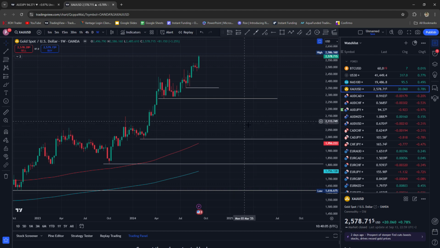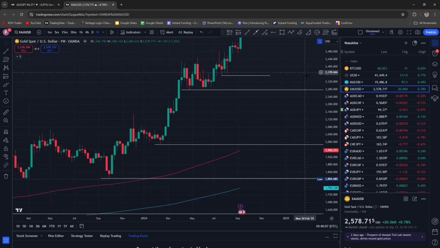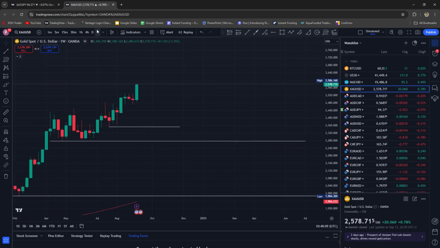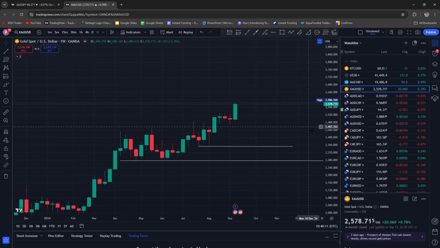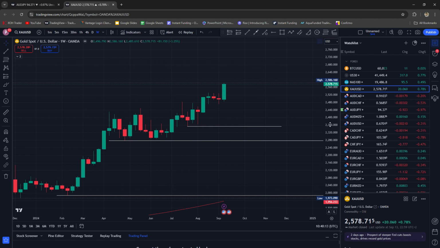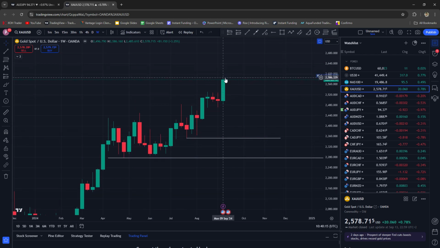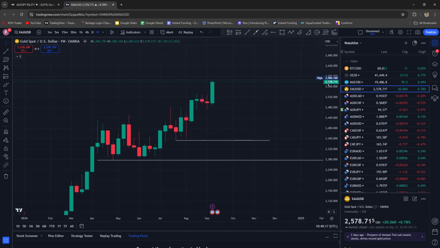So let's start our analysis. We are here now in our weekly time frame. As you can see, we have our new all-time high, around 2,586. So this is our new all-time high. We have our previous low, and our weekly low is around there.